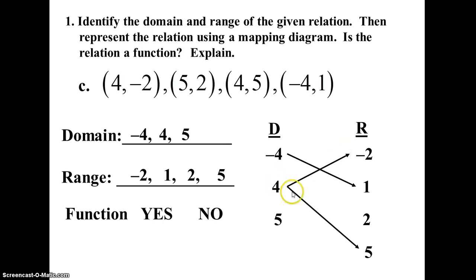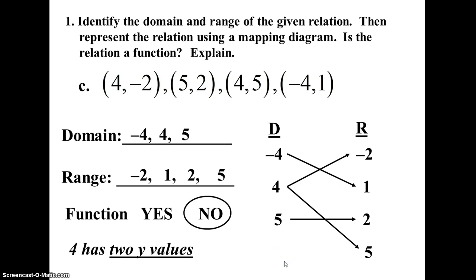now right there you see how you have 2 arrows coming out of this 4. This input has more than one output. It has 2 outputs, so it is not a function. 4 has 2 y values. There's different ways you can write your explanation. You could say each input does not have only one output, or one of the inputs has more than one output, or you can be specific like this.